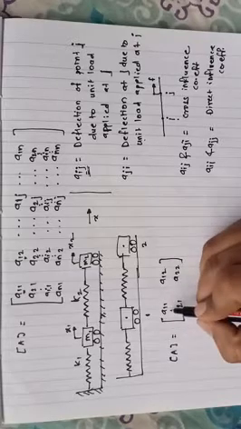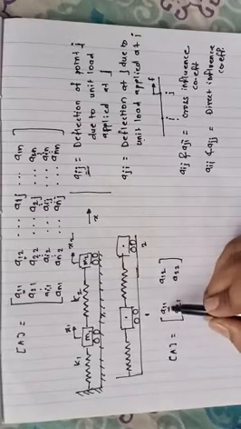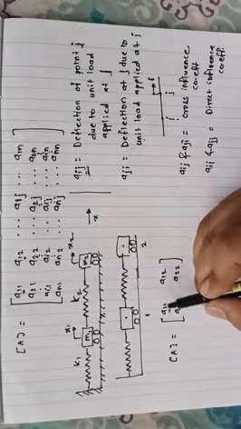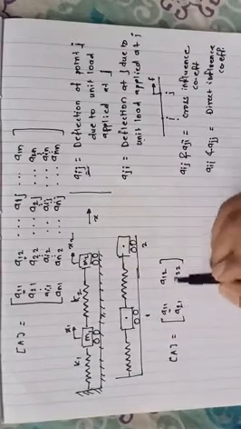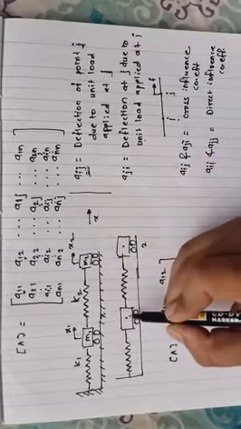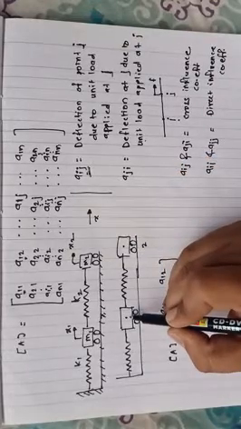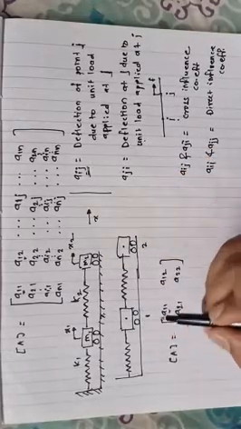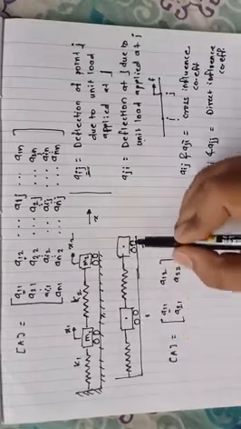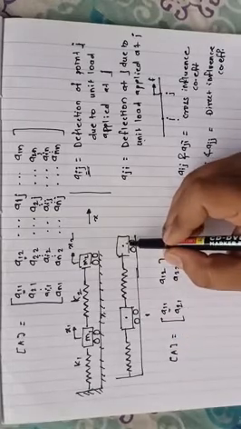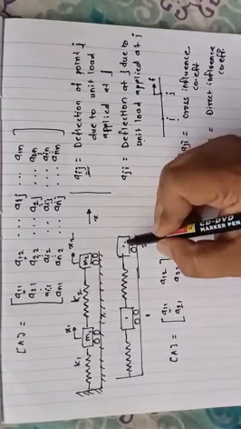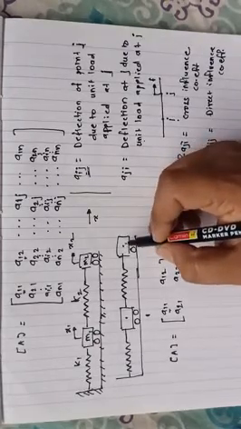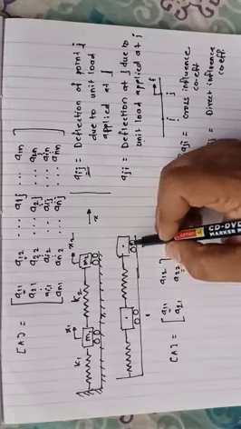So here A11 is the deflection of point 1 due to the unit load applied at point 1. A21 is the deflection of point 2 due to the unit load applied at point 1. A12 is the deflection of point 1 due to the unit load applied at point 2, and similarly A22 is the deflection of point 2 due to the unit load applied at point 2.